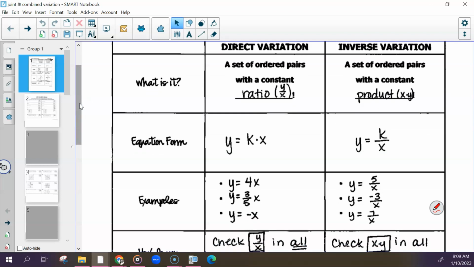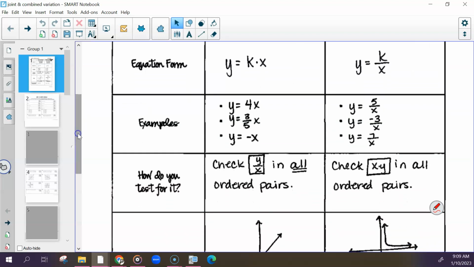Direct variation, to find the constant, we use that ratio, y over x. You can follow along up here or on your paper as I go through this. Your inverse, to find your constant k, you multiply x and y. The equation form for direct is y equals k times x. Inverse is y equals k over x. There are some examples. Notice how they are different. Direct can have a fraction, but it's in front of the x. Inverse is a fraction with x in the denominator, so keep those separate.